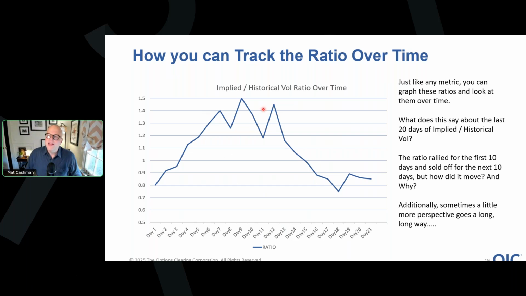This is like a 20-day implied over historical vol ratio. So the ratio rallied for the first 10 days, right? Day 1 to day 10, it went from a 0.8 to a 1.5.